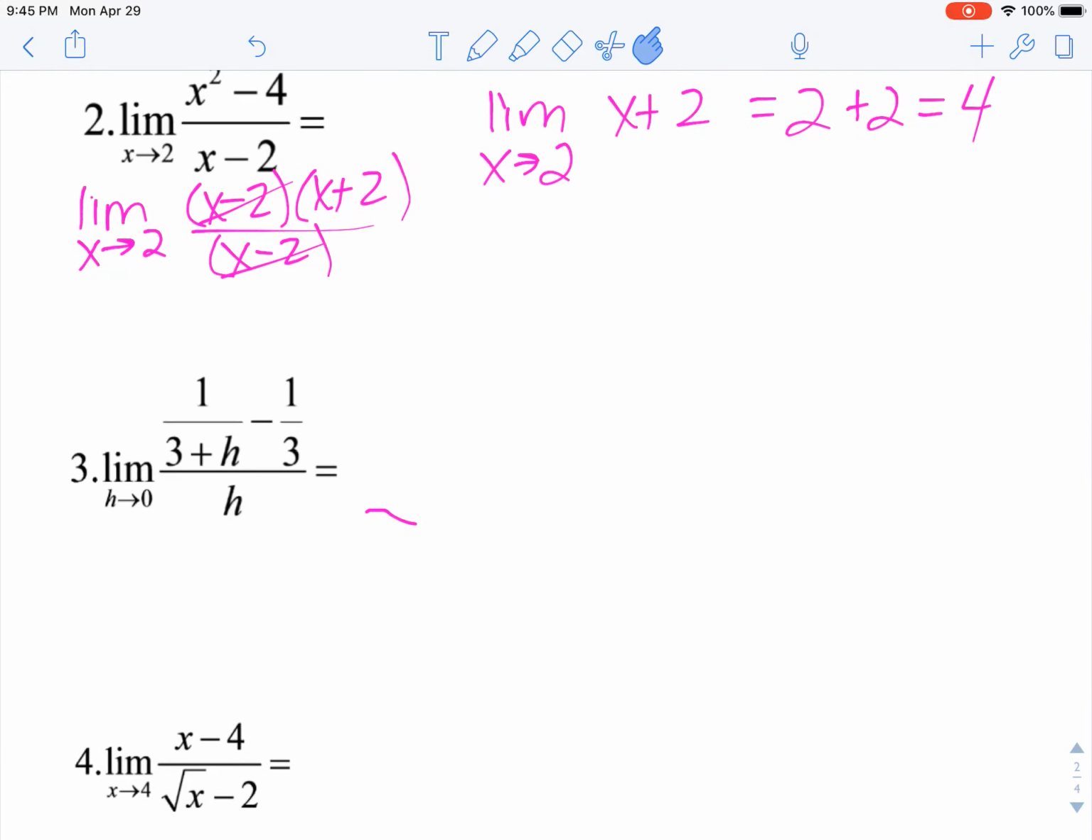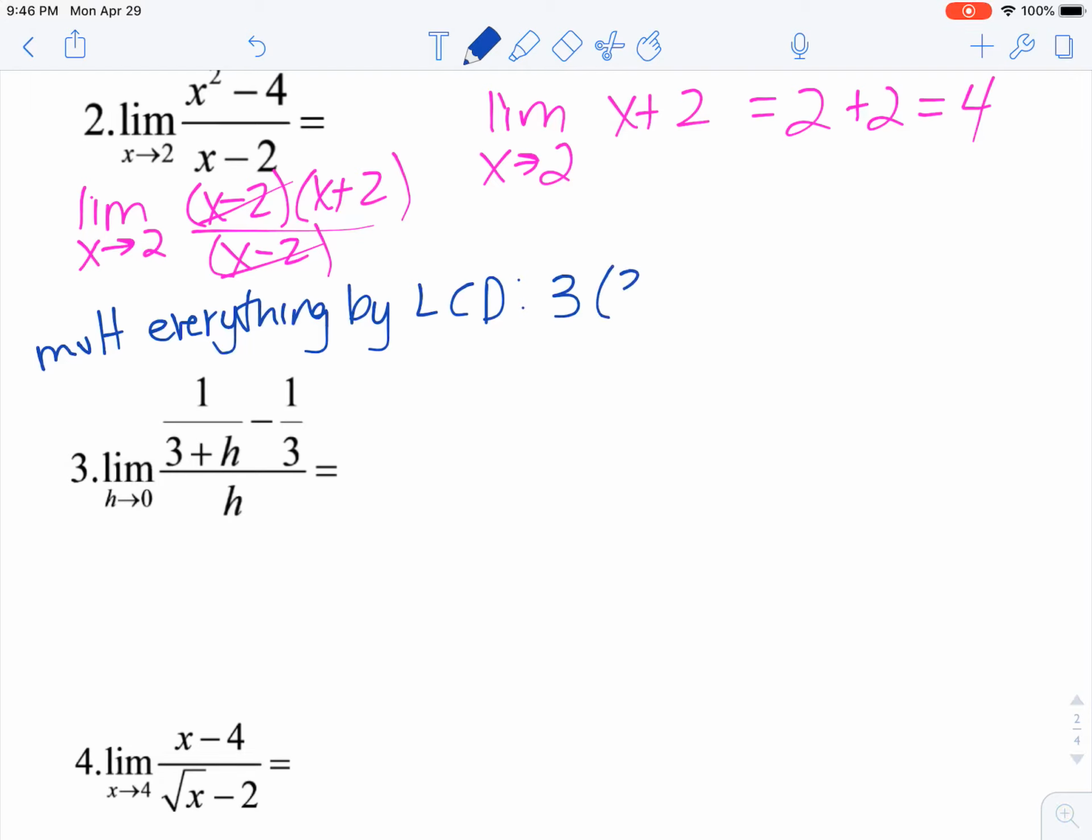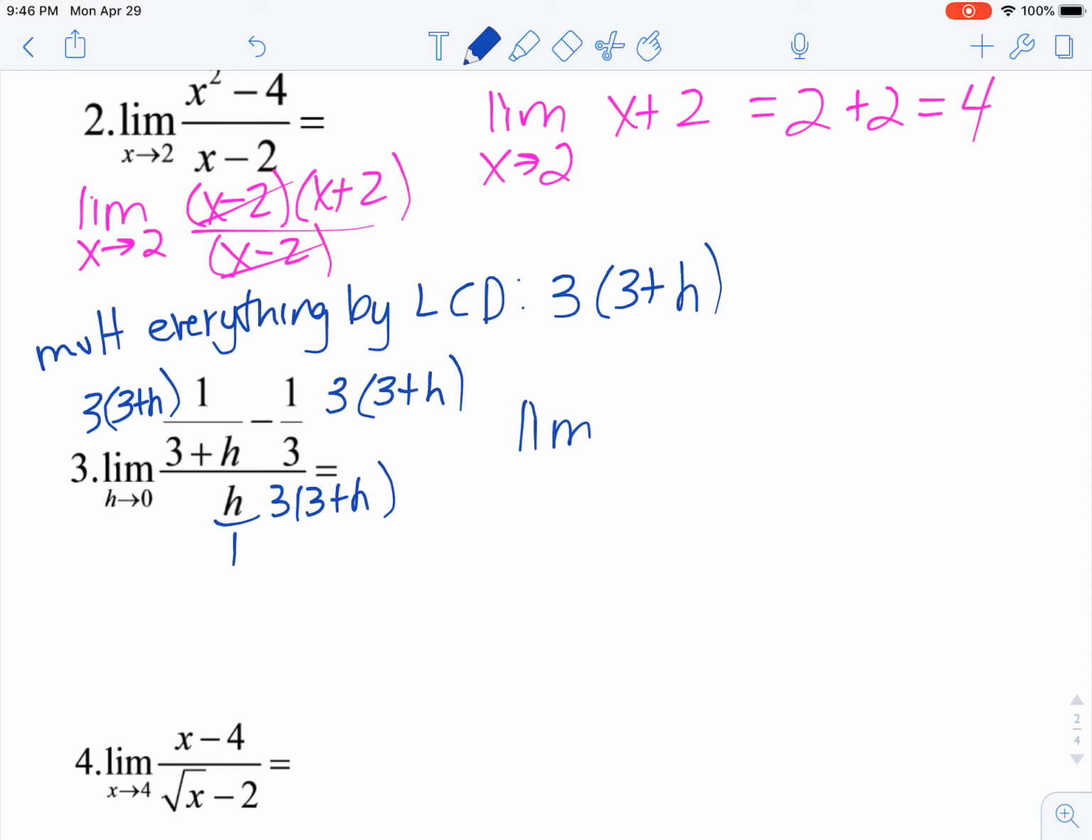All right, this next one, we're going to want to simplify that complex fraction first. So let's multiply everything by our LCD. And the LCD in this one's going to be 3 times 3 plus h. Put that h over 1. Okay, so 3 times 3 plus h. 3 times 3 plus h. Okay, so this is going to be our limit as h approaches 0 of, first term's going to be 3. This is going to be minus, be careful, put parentheses around that 3 plus h. And the denominator is going to be 3h times 3 plus h.